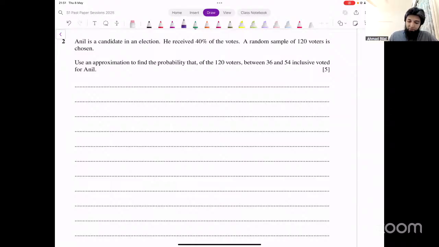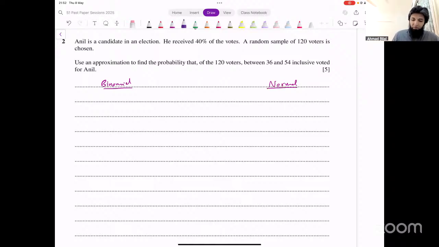Now, this 40% is the total votes that he got, right? So if you were to randomly select a person, what would be the probability that they voted for Anil? That would be 0.4, right? So they want us to use an approximation to find the probability that out of 120 voters randomly selected, this many voted for Anil. First of all, we know the original distribution is going to be binomial because they're talking about approximation, and we have to convert that to normal.